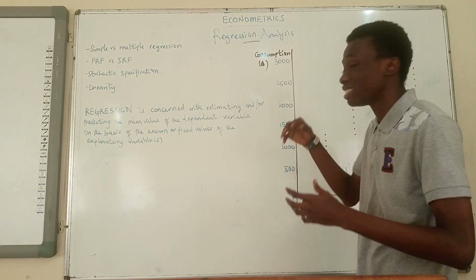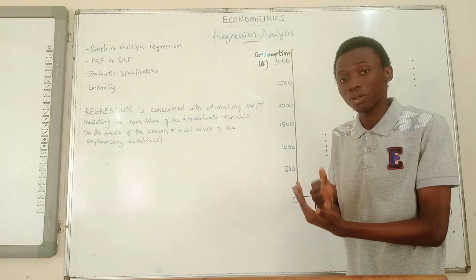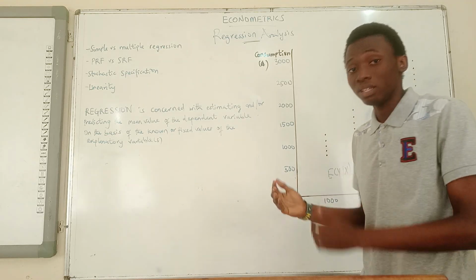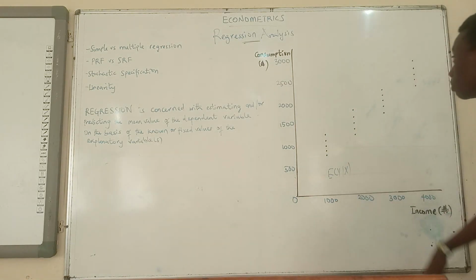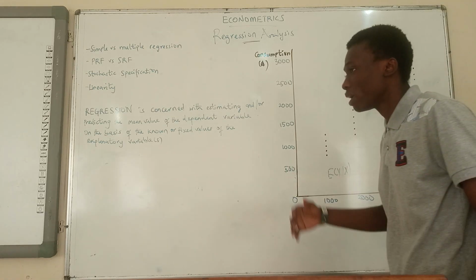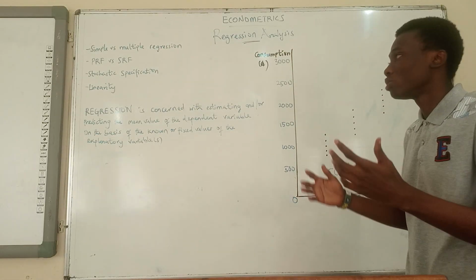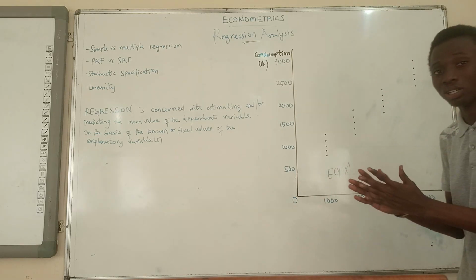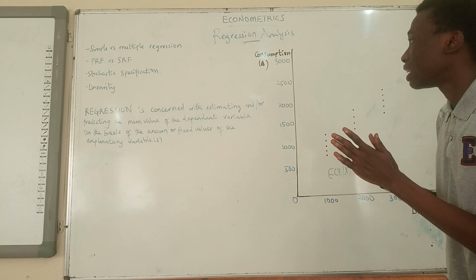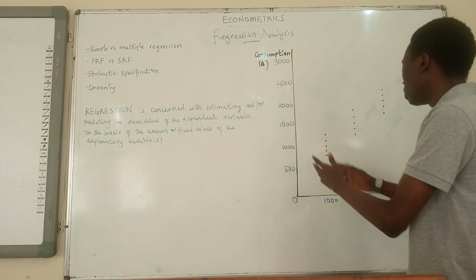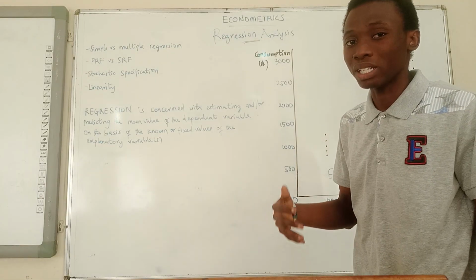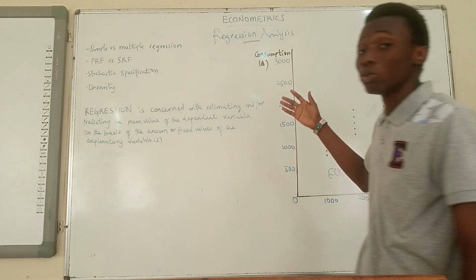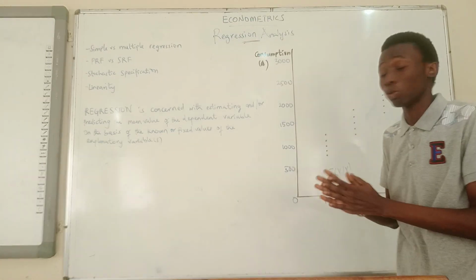You're trying to predict one variable, a dependent variable, given the values of the other variable. In this example, you are looking at consumption and income. While correlation will just tell us how closely consumption and income are associated, regression analysis will help us predict consumption given income. So we will say, if somebody is earning 2,000 naira on average, what do we expect the person to be spending on food items or whatever consumables?